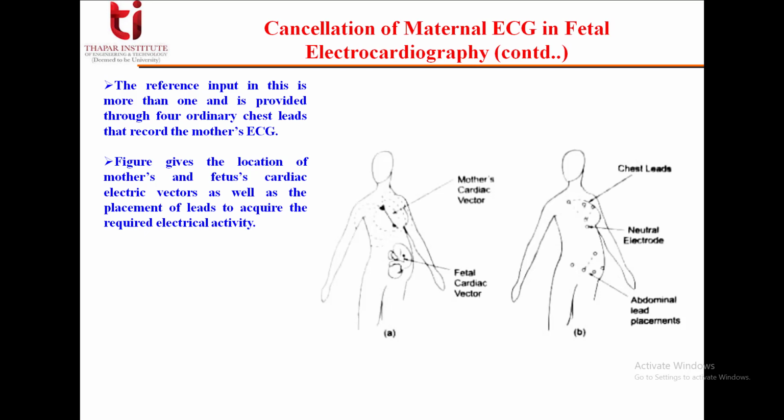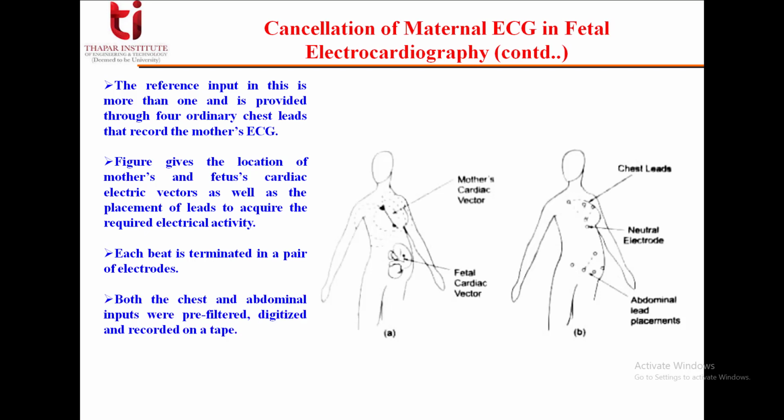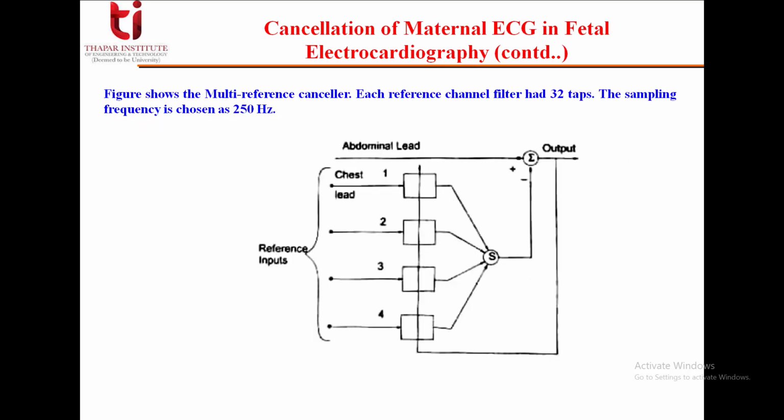You can see here in figure, where in fetus and where at the mother's location we are keeping the electrodes to measure the ECG signals. Now each beat is terminated in a pair of electrodes. Both the chest and abdominal inputs were pre-filtered, digitized, and recorded on a tape. The chest lead provides the multiple reference inputs required for cancellation.